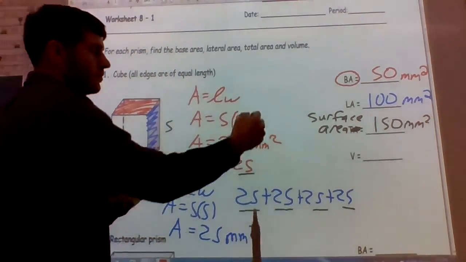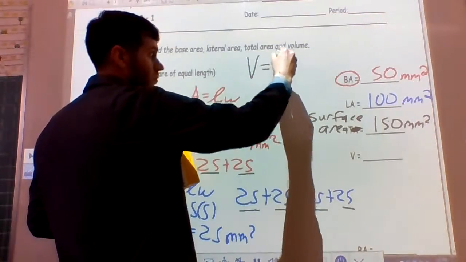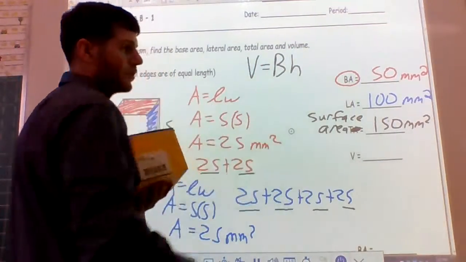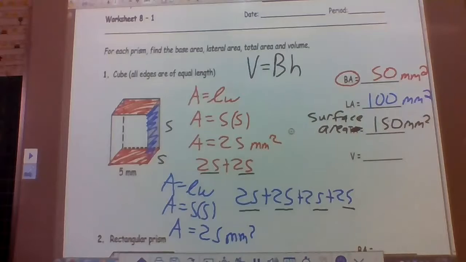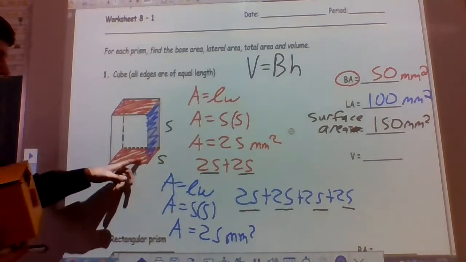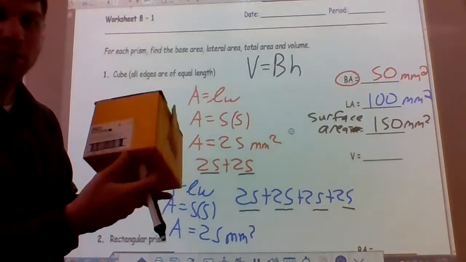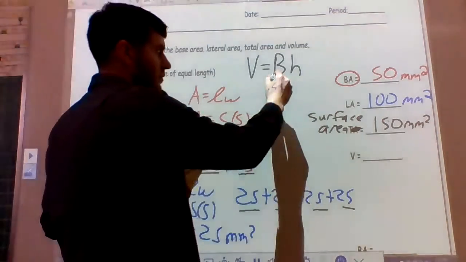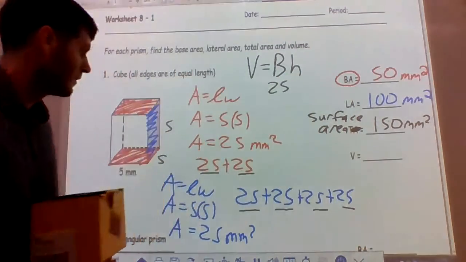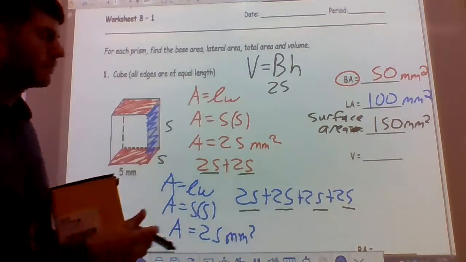Okay, then volume is the base area times the height. Again, it's a capital B. It's not the base, it's the base area. So the area of the base we found to be 25, right? The area of the bottom was 5 by 5. That was 25. And the height then is 5 millimeters.